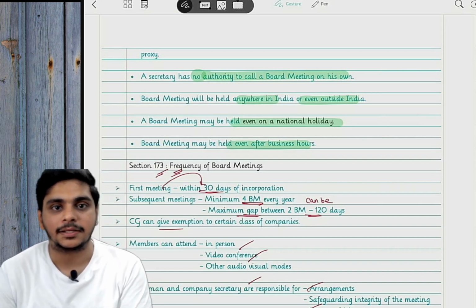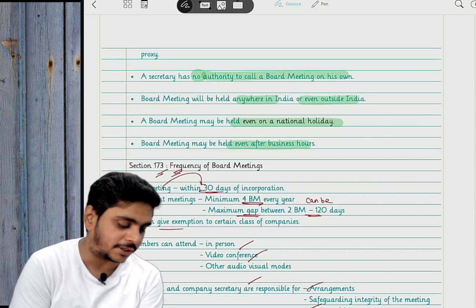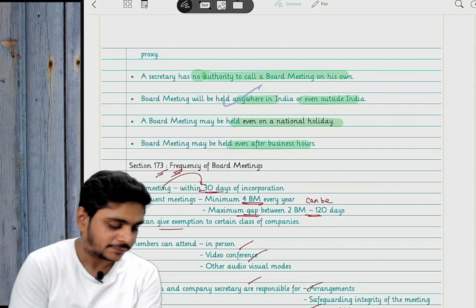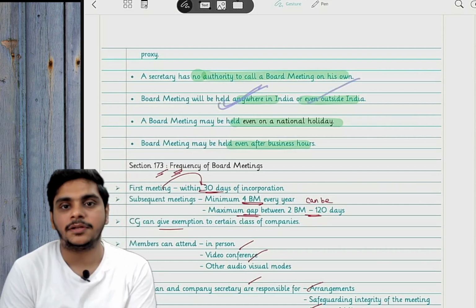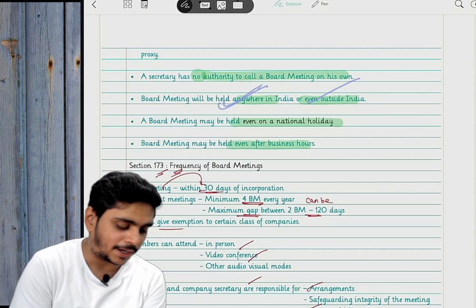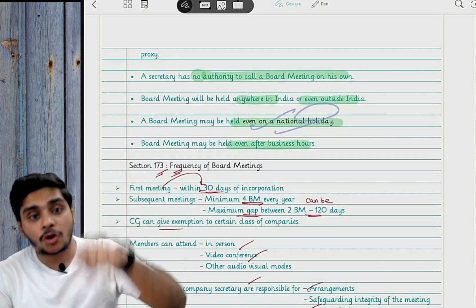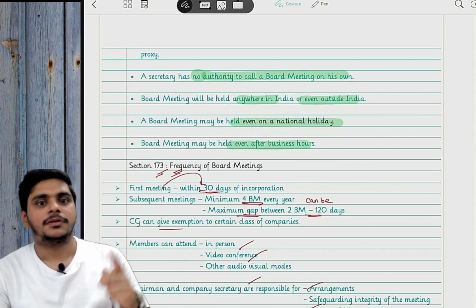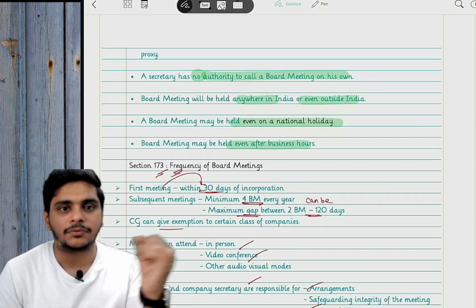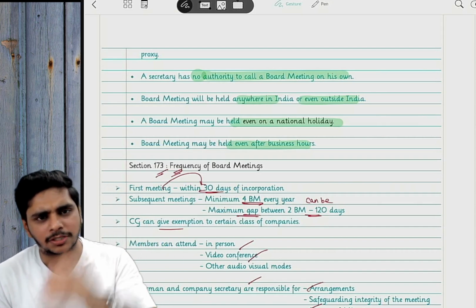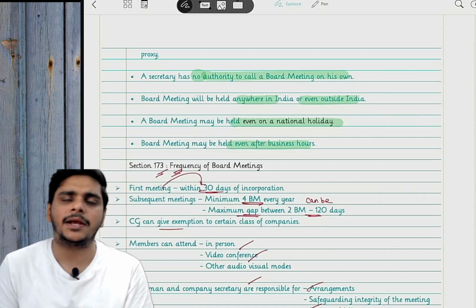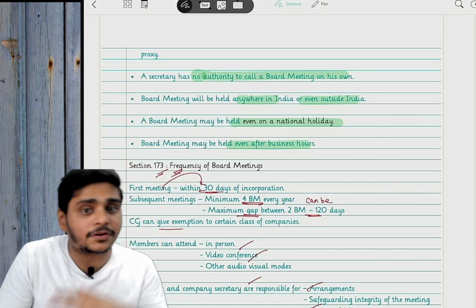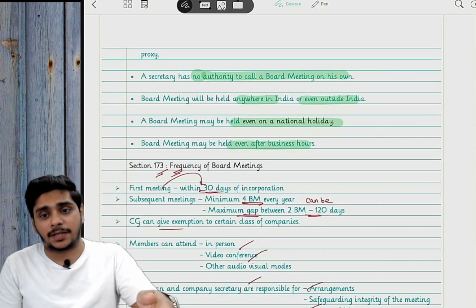A board meeting can be held anywhere in India or even outside India. A board meeting may be held even on a national holiday. See, an adjourned board meeting cannot be held on a national holiday unless the articles provide otherwise. So a board meeting can be held in India, outside India. It may be held even after business hours, during business hours also. Business hours are 9 a.m. to 6 p.m.